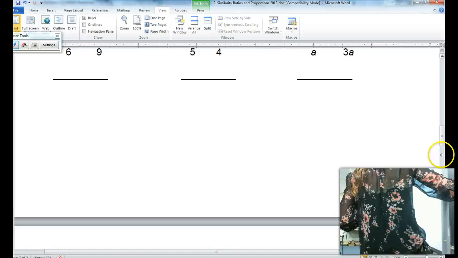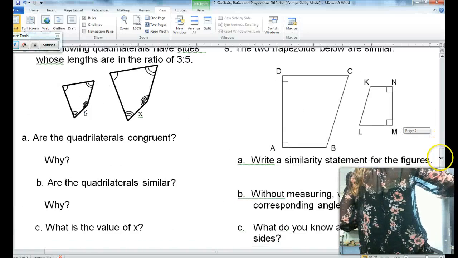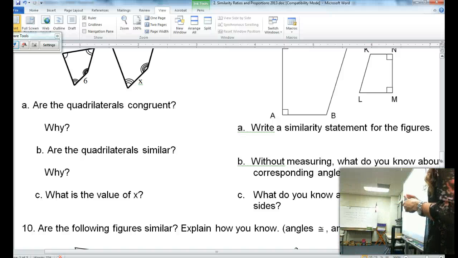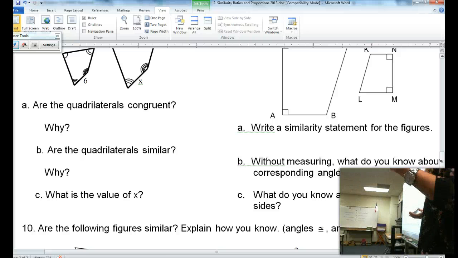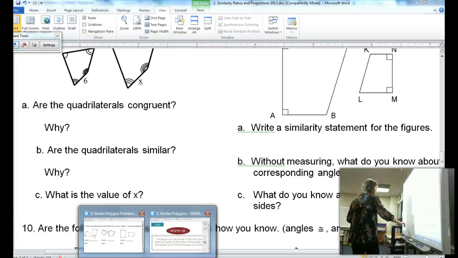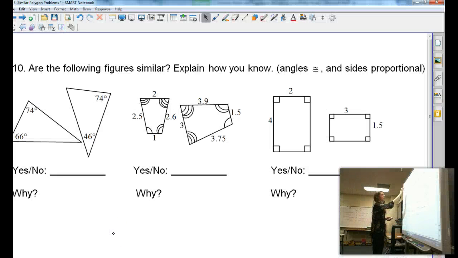All right. And then finally, scrolling way too much. What do you know about the corresponding sides, Julius? I just said it a second ago. They're not congruent like the angles. Proportional. Okay, let's move on and do that bottom part. This is a really important part of that practice, okay? Are the following figures similar? Explain how you know. Angles have to be congruent. Sides have to be proportional.